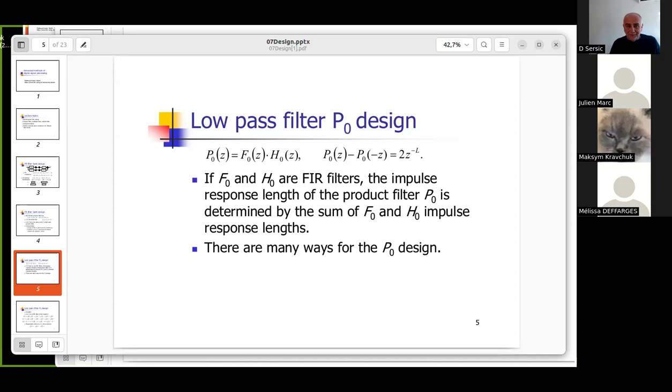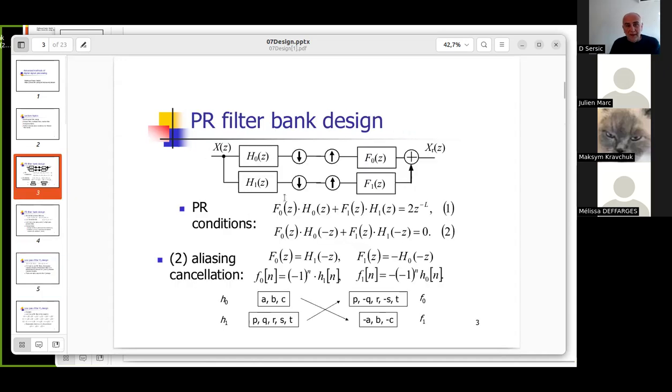Of course, if H0 is an FIR filter and F0 is also an FIR filter, the overall length of the response will be proportional to the sum of the lengths of the individual filters, minus 1 if we want to be very precise.